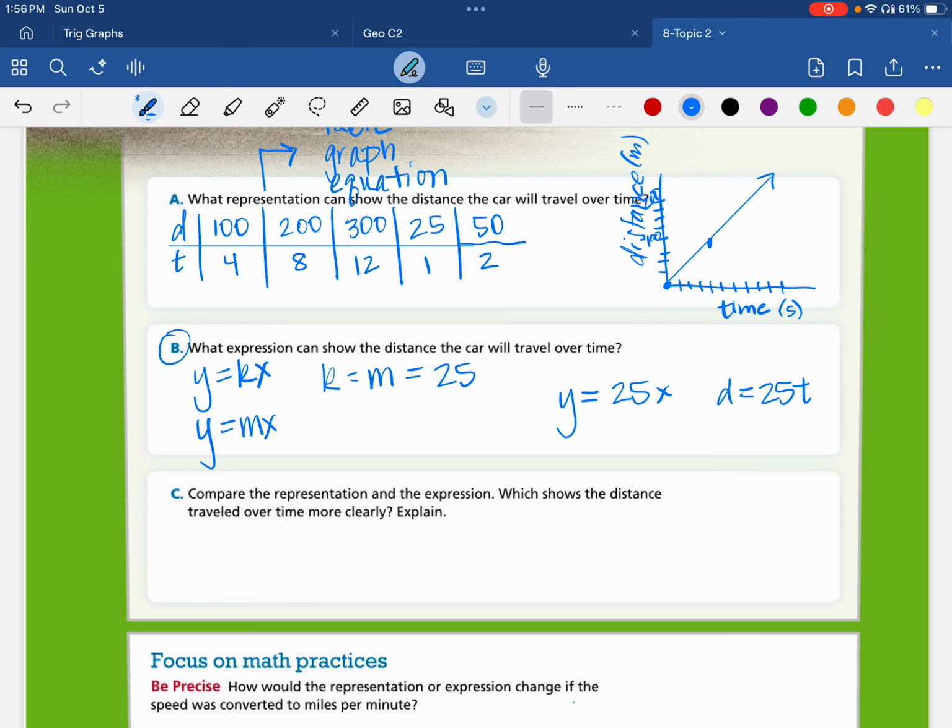For part C, compare the representation and the expression. Which shows the distance traveled over time more clearly? This is going to be your personal opinion. You decide which of these representations, either the table, the graph, or the equation, makes the most sense to you to show this relationship between distance and time. For me, the one that shows it most clearly is the equation. My brain works with the numbers. That's easier for me to conceptualize. If the graph is better for you, great. If the table is better for you, awesome. It doesn't really matter. There's no right or wrong answer for this. You decide which one you like the best.